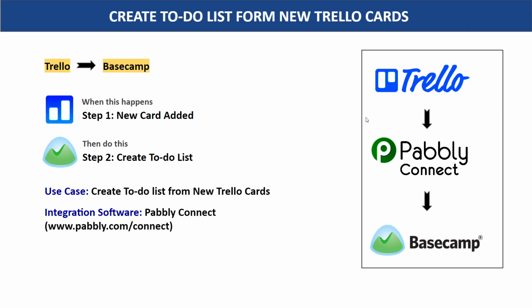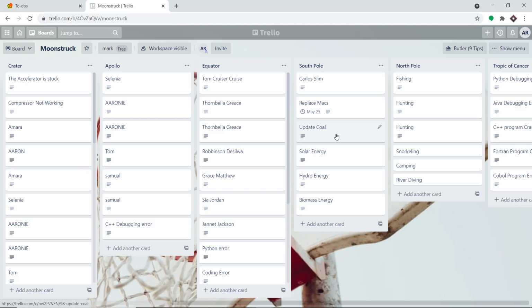In this video, we will be using Pabbly Connect to integrate Trello and Basecamp. The best part of using Pabbly Connect is there is no need for coding skills or programming knowledge. It can be done easily. Let me show you with an example.